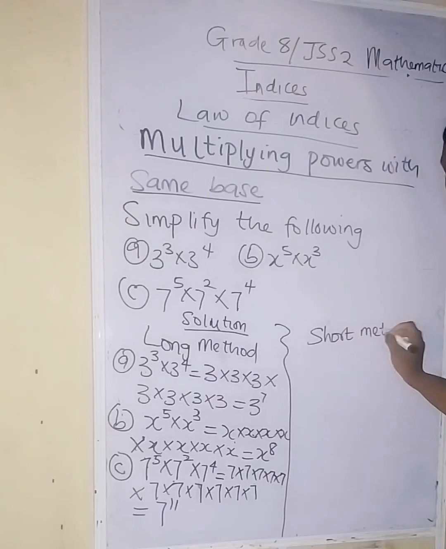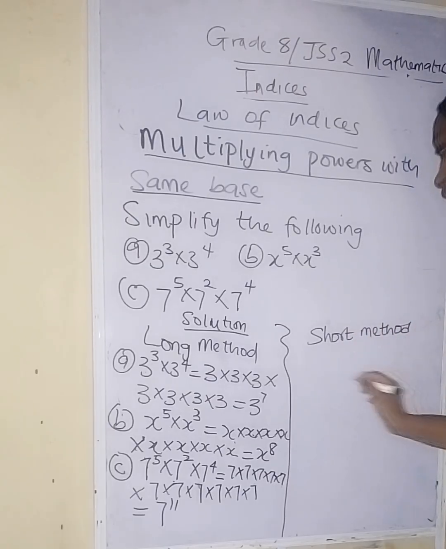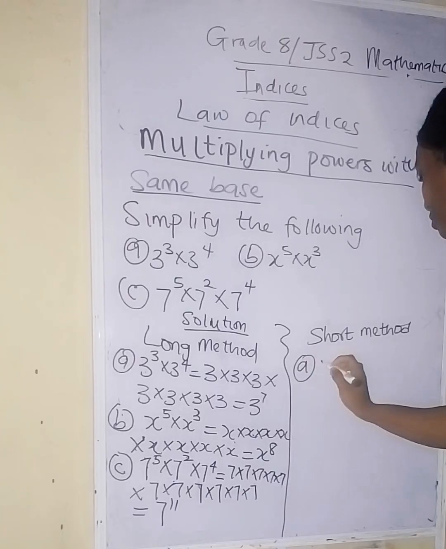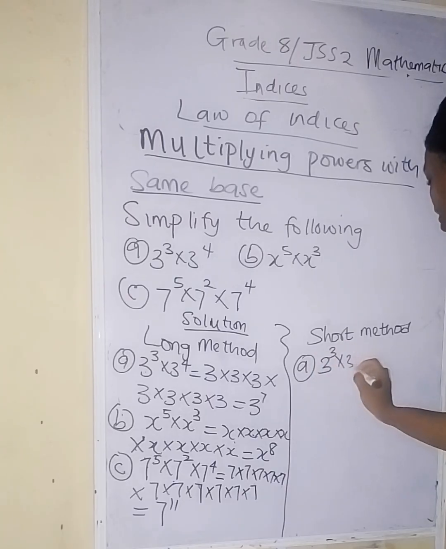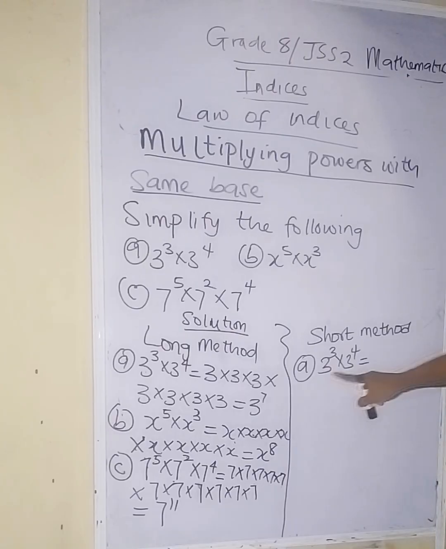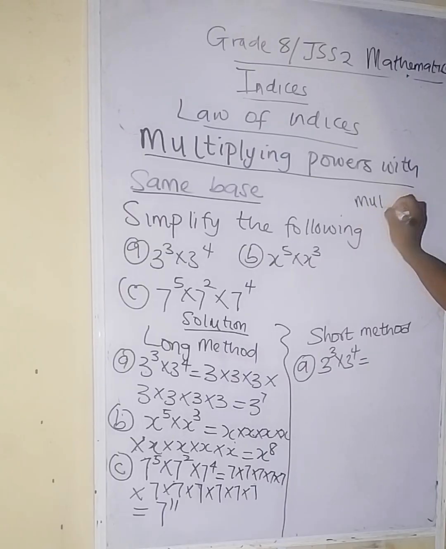Now we have 3 raised to power 3 times 3 raised to power 4. The reason why we can use this method here is because we have the same base. If we have different bases, you won't be able to use this particular short method. We have to resort to the long method. So since it's multiplication, in law of indices, multiplication is addition.